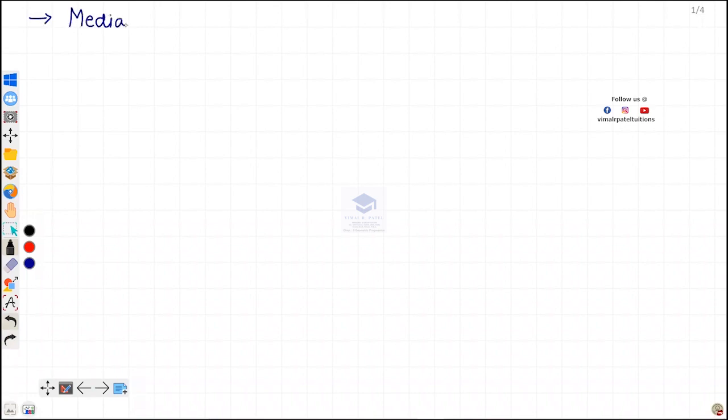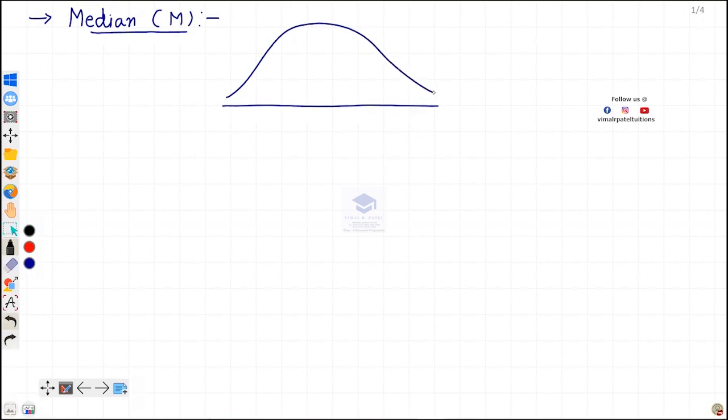Median. Median means a measure of central tendency, which will be in the exact middle of all the data. Median will divide the whole frequency distribution into two equal parts. Suppose this is like a graph, then median will divide the whole distribution into two equal parts. 50% of observations are less than the median and 50% of observations are more than the median.